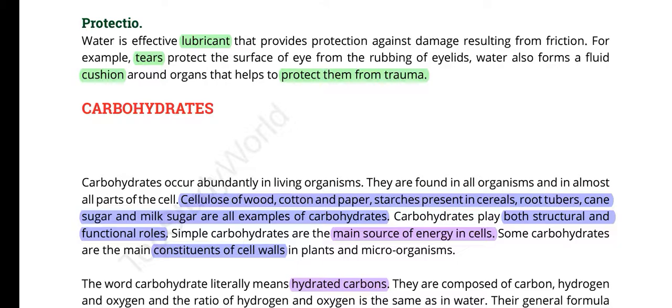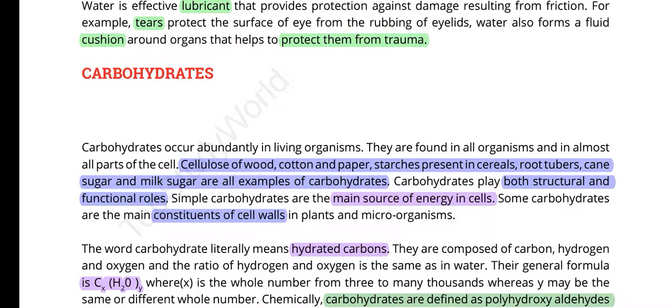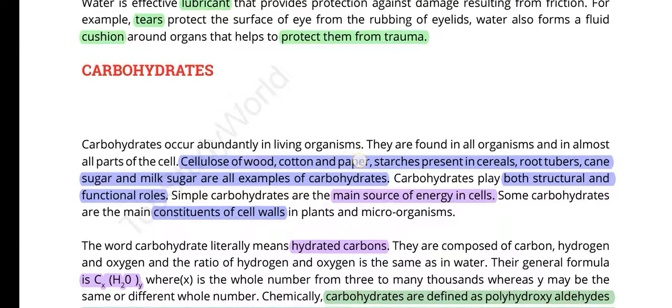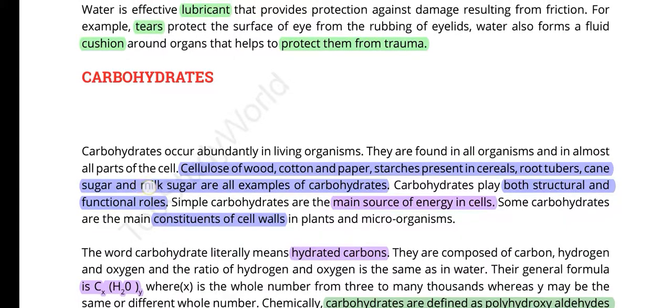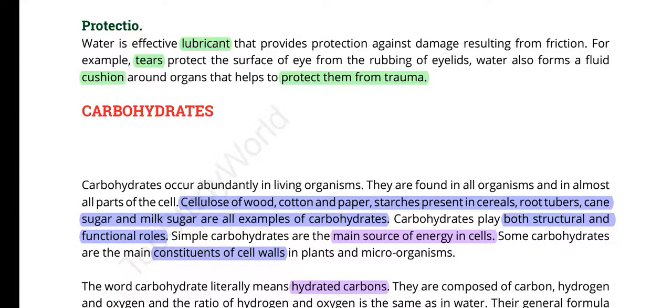Carbohydrates are present in wood, cotton, paper, root tubers, cane sugar, and many more things. They serve all of the plant cells. Let's start. Carbohydrates occur abundantly in living organisms. They are found in all organisms and in almost all parts of the cell. Cellulose of the wood, cotton, paper, and starch present in cereals, root tubers, cane sugar, and milk sugar are all examples of carbohydrates. These are important MCQs as well.